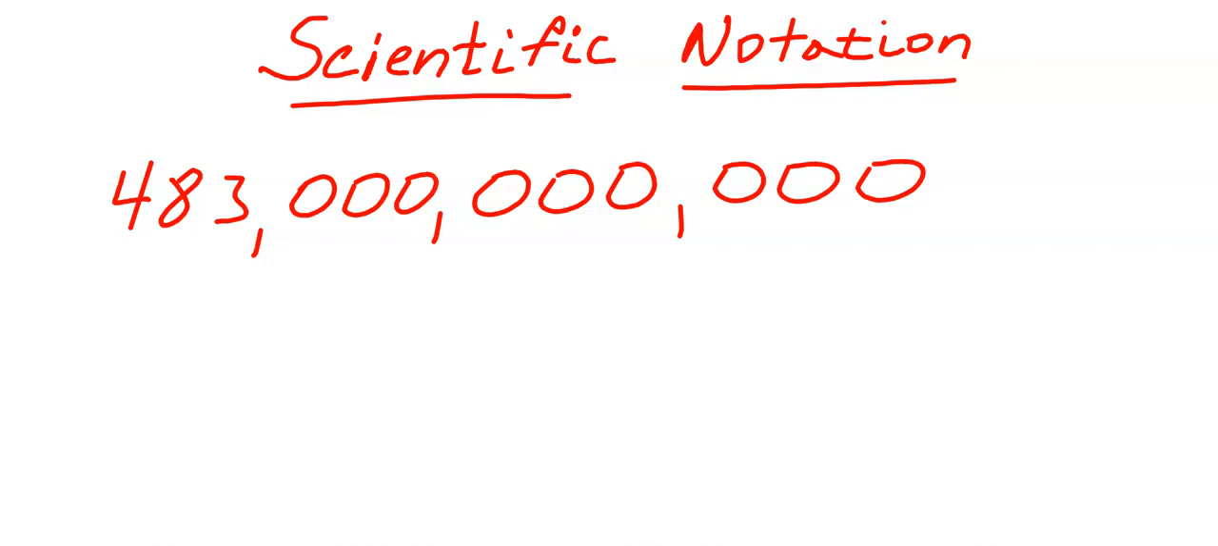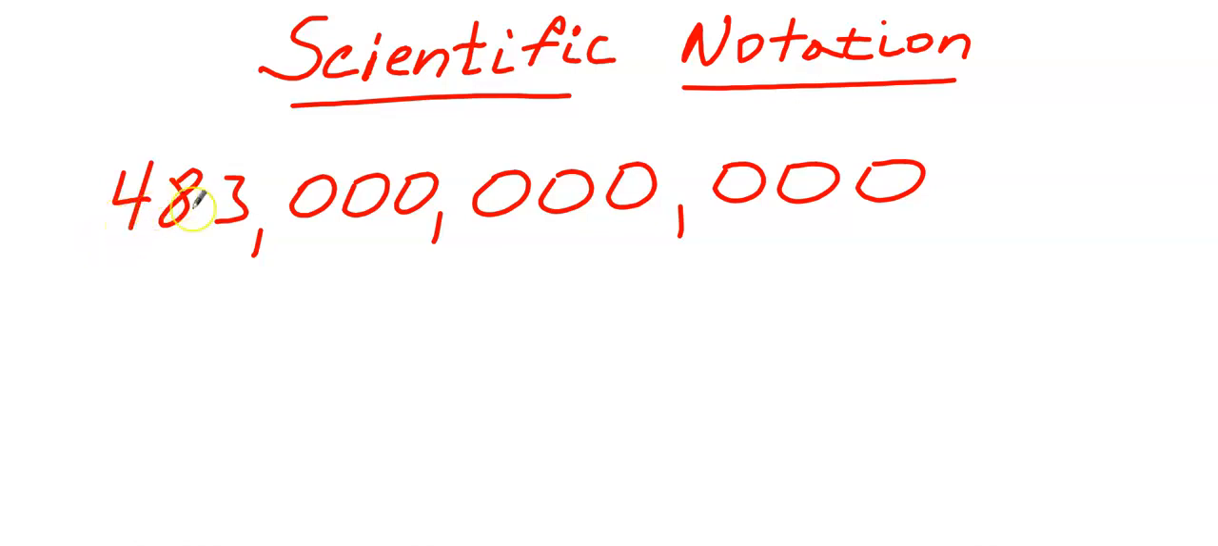Alright, welcome back. This video will be about scientific notation. Scientific notation is used by the field of science to write extremely large numbers, long numbers, or extremely tiny numbers in a shorter way. So scientists have come up with a way to write these numbers in a shorter way.